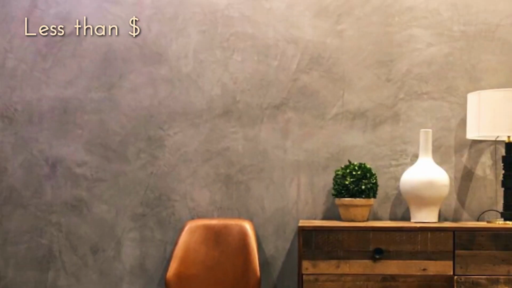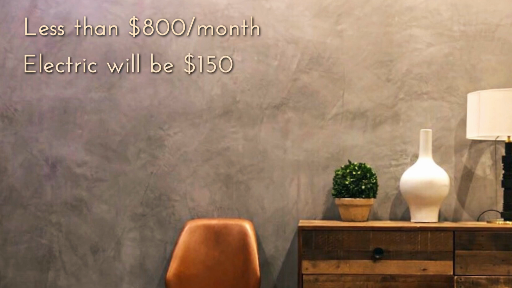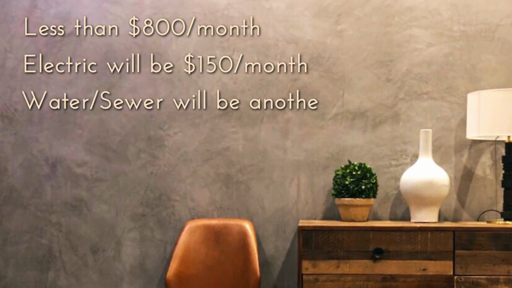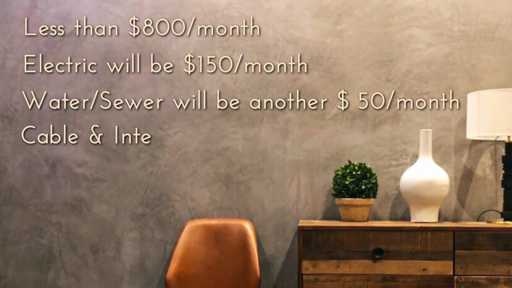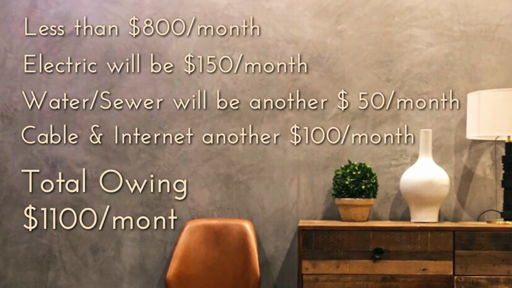And the part you've been hanging around for? The tours. So we were trying to find apartments which were less than $800 a month, because once we added electric, which would be another $150 a month, and water sewer, another $50 a month, and cable and internet, another $100 a month, then we would already be owing a total of $1,100 per month. Now, don't forget that the $1,100 per month will be due each and every month, regardless if a lot of income was made or if zero income was made.